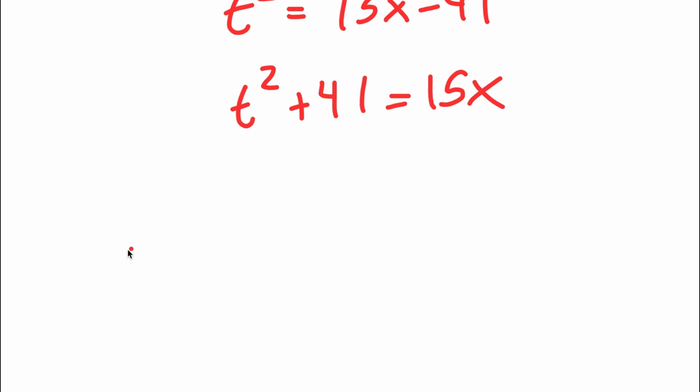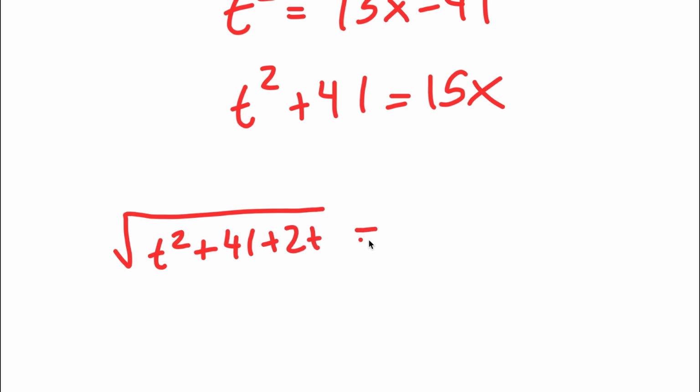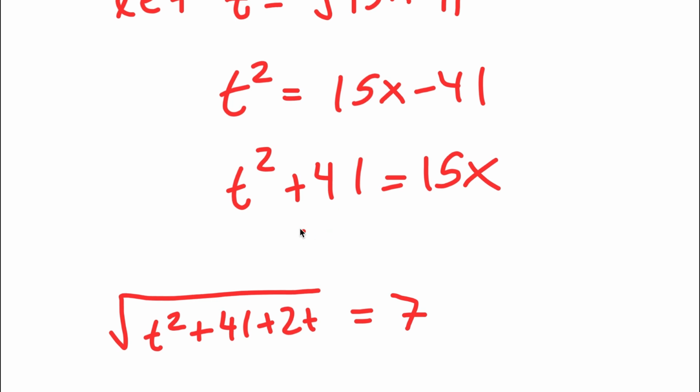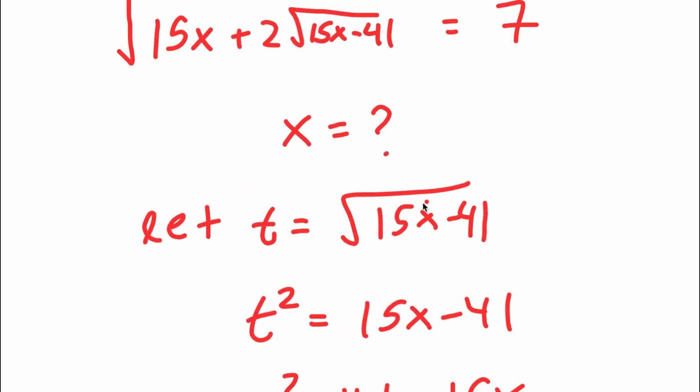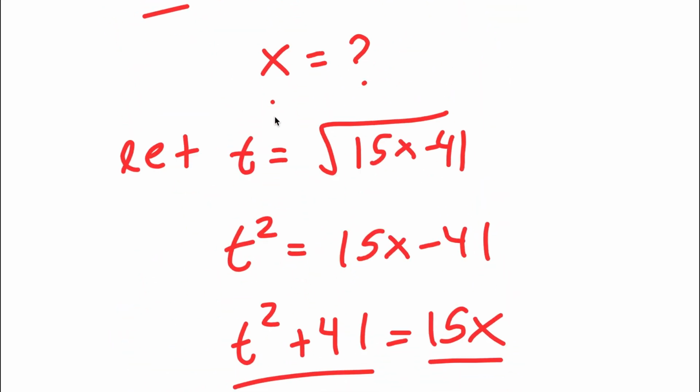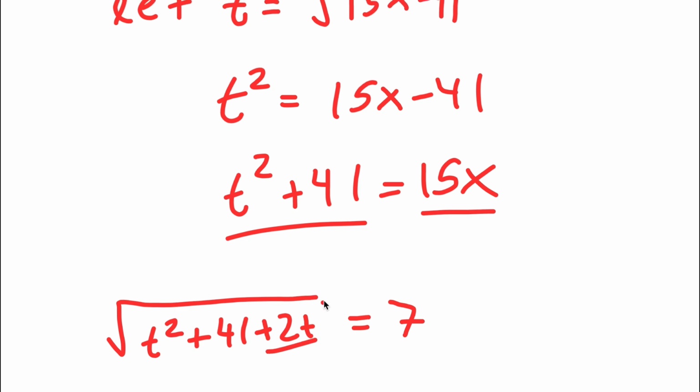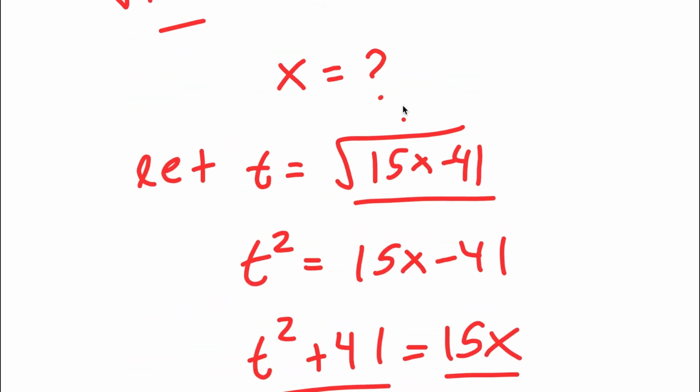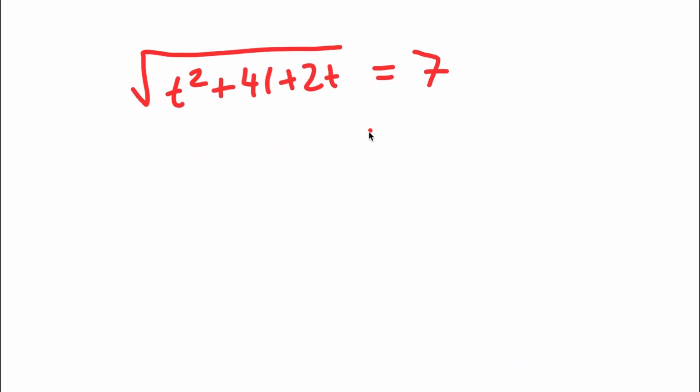Now going back, I have t squared plus 41 plus 2t is equal to 7, because t squared plus 41 is 15x, so we have 15x over here, and I have this plus 2t, t being the square root of 15x minus 41. So I'm just rewriting this in terms of t.